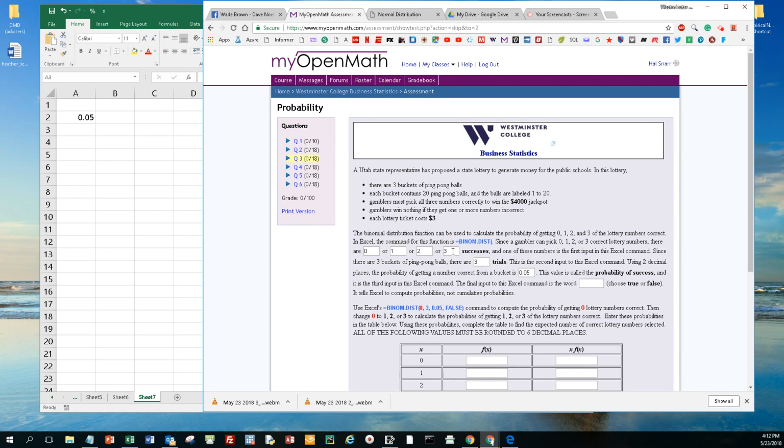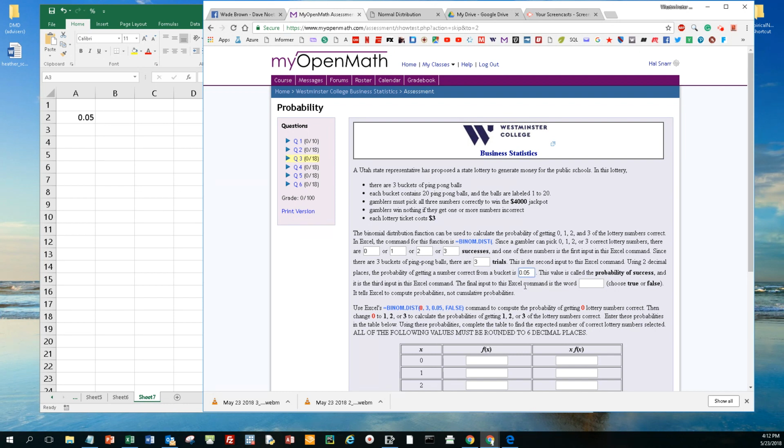So we have, you can have 0 successes, which means you got none of the balls correctly picked. You can have 1 success. 1 of the ping pong balls is correct and 2 are incorrect. You can have 2 correct ping pong balls and 1 incorrect ping pong ball. And you can have all 3 ping pong balls as successes. So we have 0, 1, 2, or 3 successes. We have 3 trials, and the probability of success is 0.05 since there's 20 ping pong balls in each bucket.